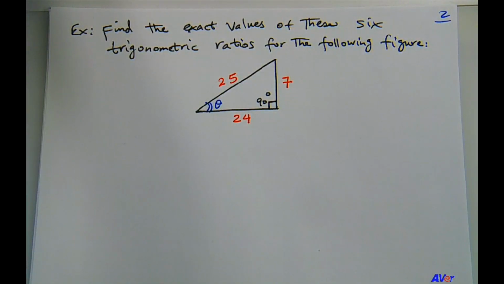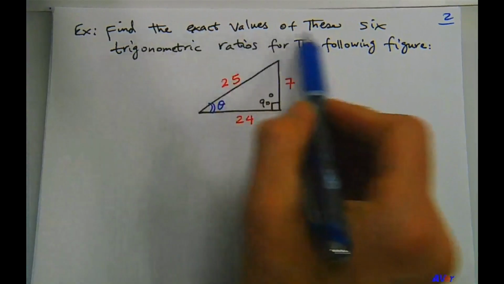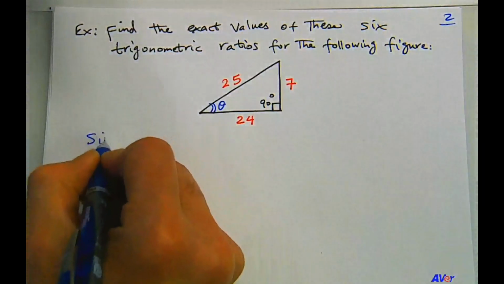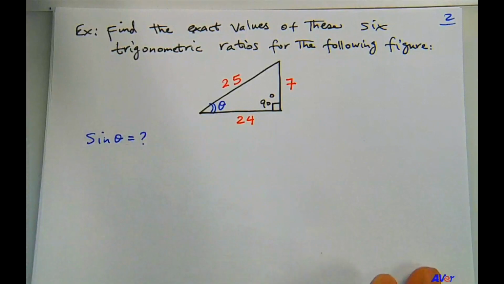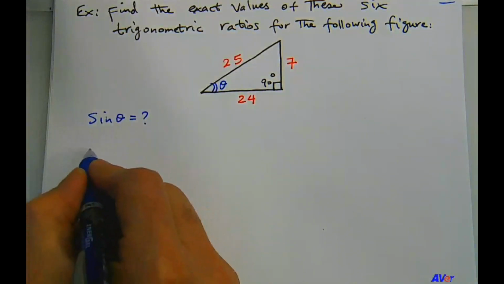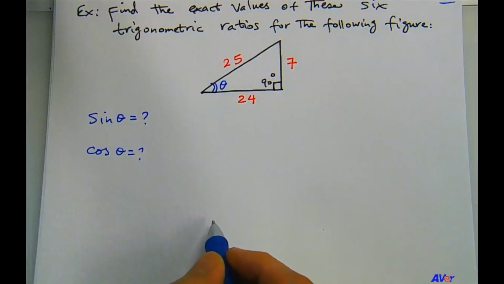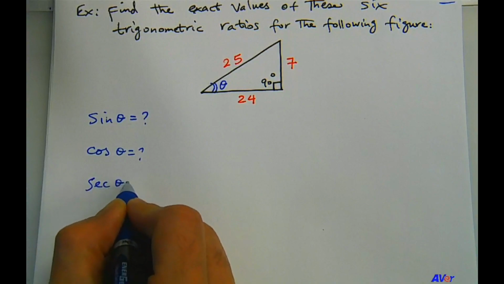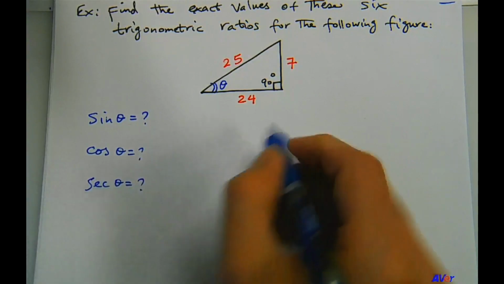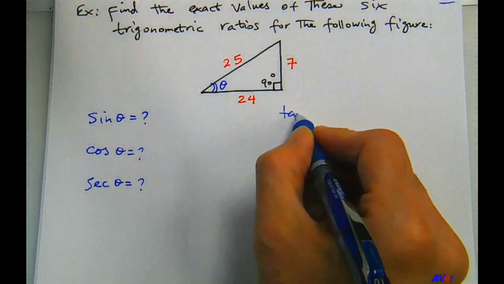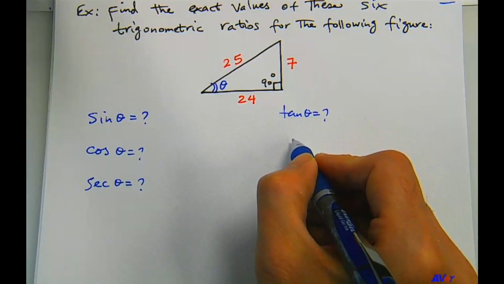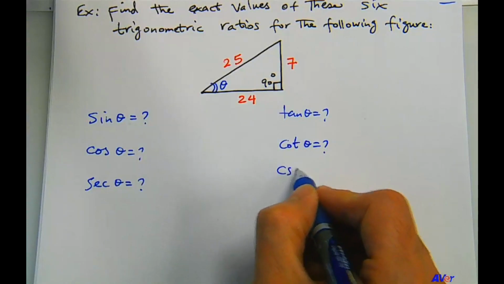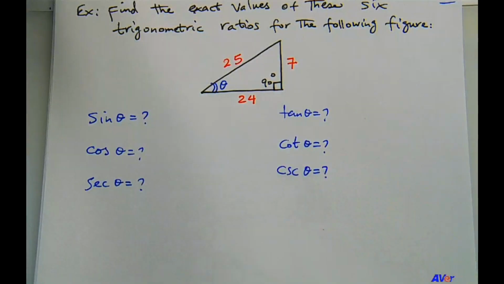And so what we want to find is the exact values of these 6 trigonometric ratios for the following figure. So sine of theta is asked of us. Then cosine of theta is asked. Then the secant of theta, we want that. And of course the tangent of theta, we want to know that. And the cotangent of theta, and of course cosecant of theta.